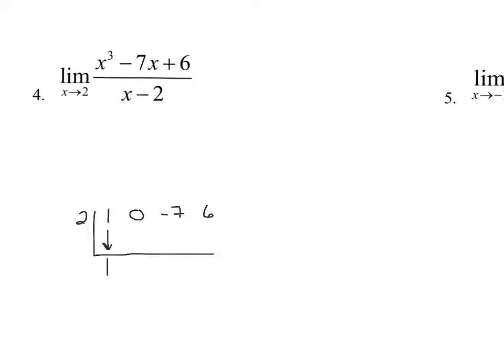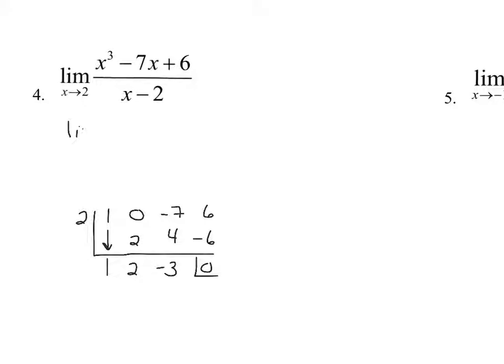Bring down the 1, 2 times 1 is 2, 0 plus 2 is 2. 2 times 2 is 4, negative 7 plus 4 is negative 3. 2 times negative 3 is negative 6, which gives a remainder of 0. So if this was anything that didn't have a remainder of 0, this would be an issue that we'd have to deal with later. But right now, this is no big deal. Got a remainder of 0.